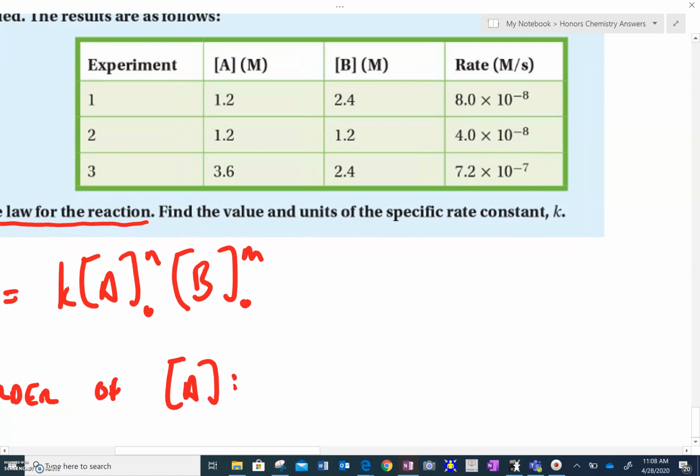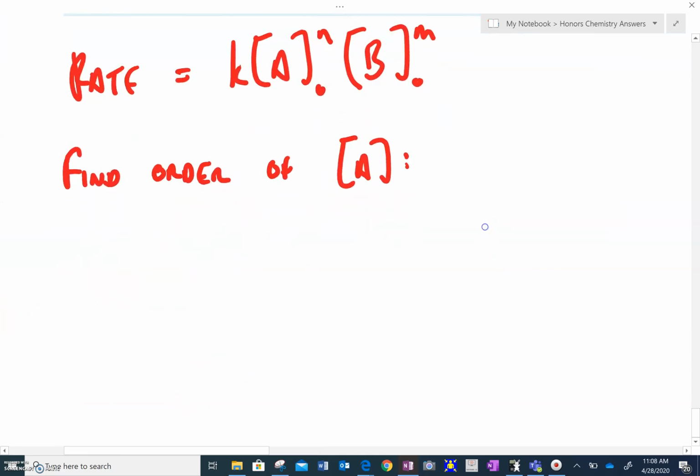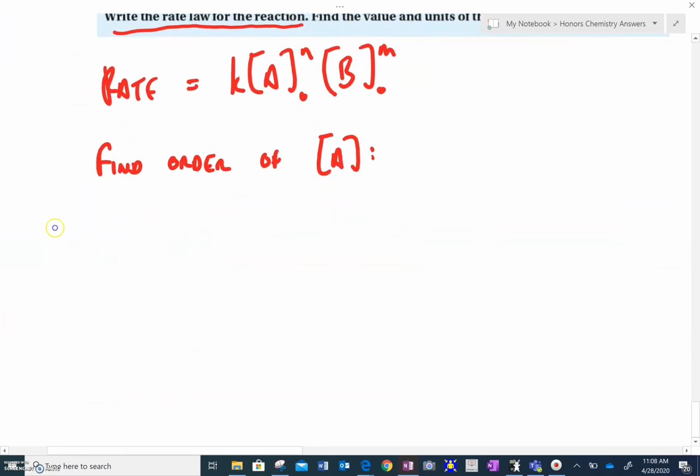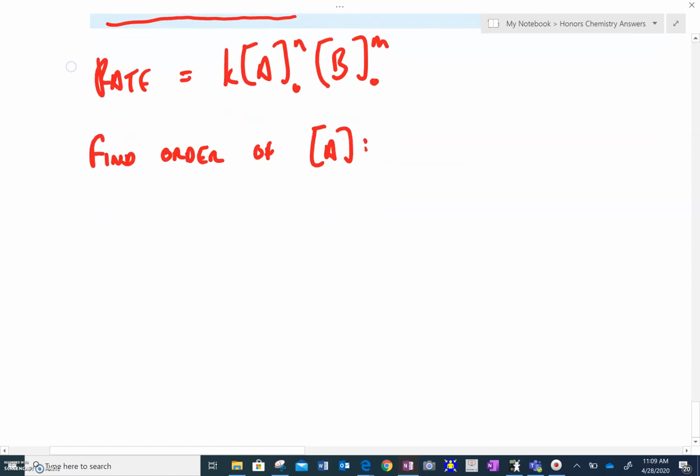So for example, experiments 1 and 3, we notice that the concentration of A changes, but the concentration of B doesn't. And what that means is that any effect on the rate of this reaction is only going to be due to whatever we did to A. So here's how we're going to do this. We're going to pick two experiments, and as we've already deduced, 3 and 1 are the ones that change A and not B. And I'm going to put experiment 3 on the top.